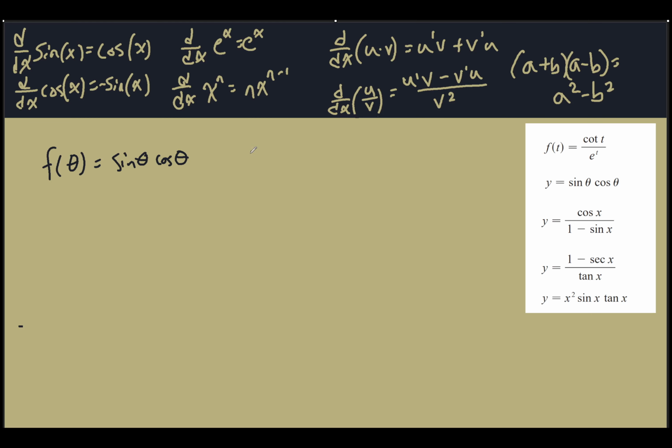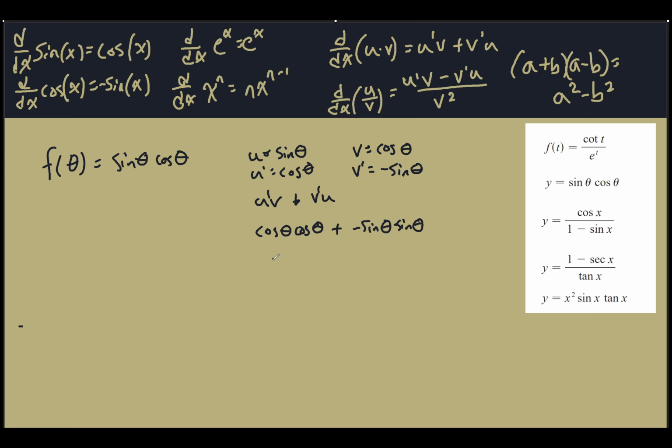Your u value, the first value, is sine of theta. u prime is cosine of theta. v is cosine of theta. v prime is negative sine theta. You get this: u prime v plus v prime u is simply cosine theta times cosine theta plus negative sine theta times sine theta.